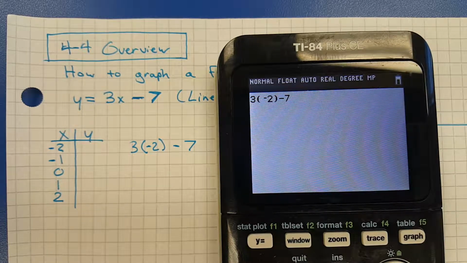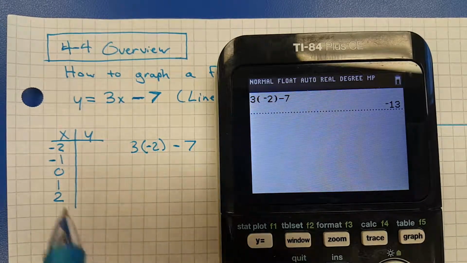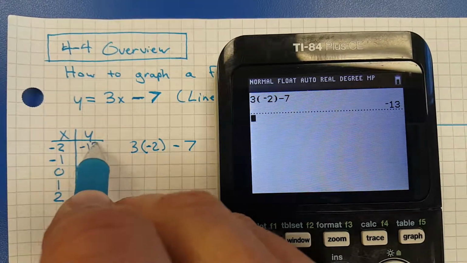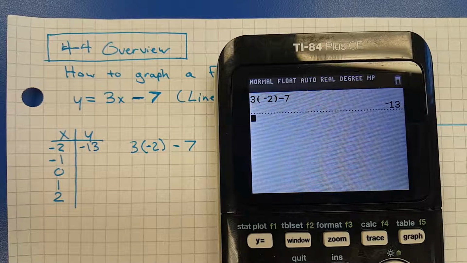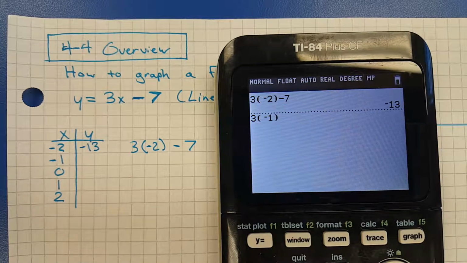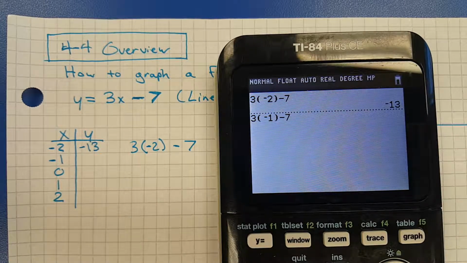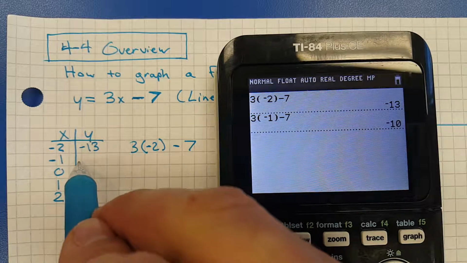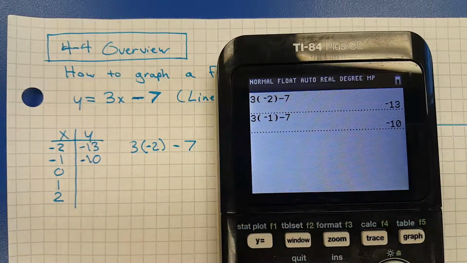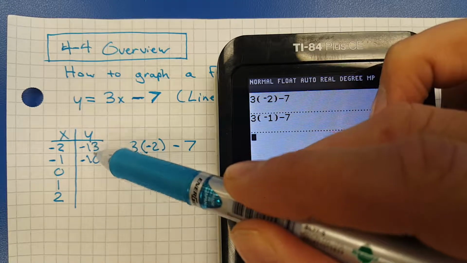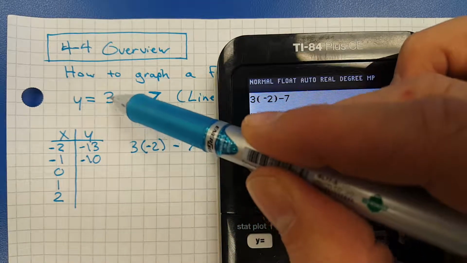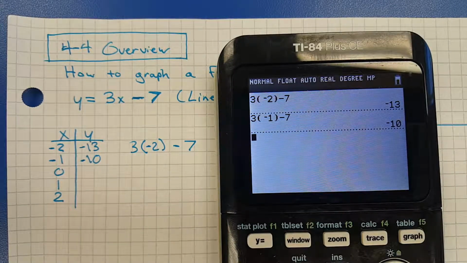So 3 times a -2 minus 7 is a -13. Okay, I'm going to write that down. Go to the same equation, type in a -1. Make sure you do it the exact same way. Don't change things. We got -10. So you might be able to see a number here. -13, -10. No, that's just +3. Weird, right? Let's plug in a 0.